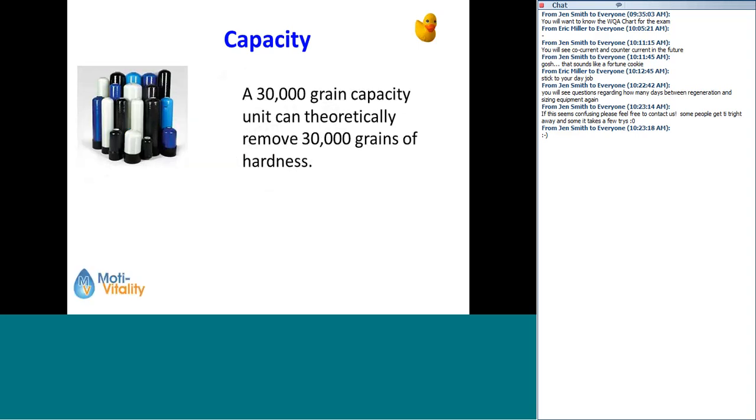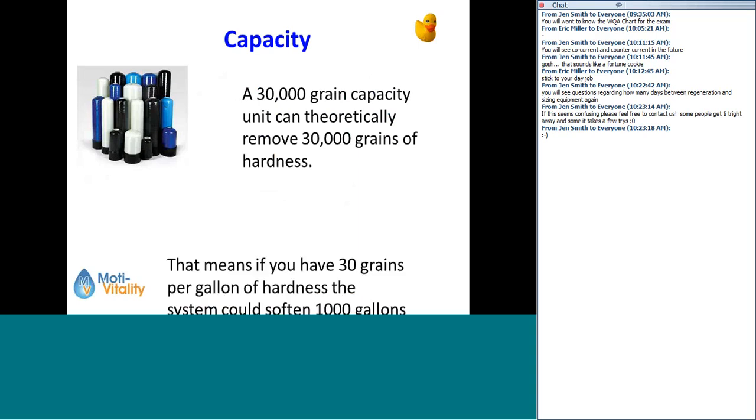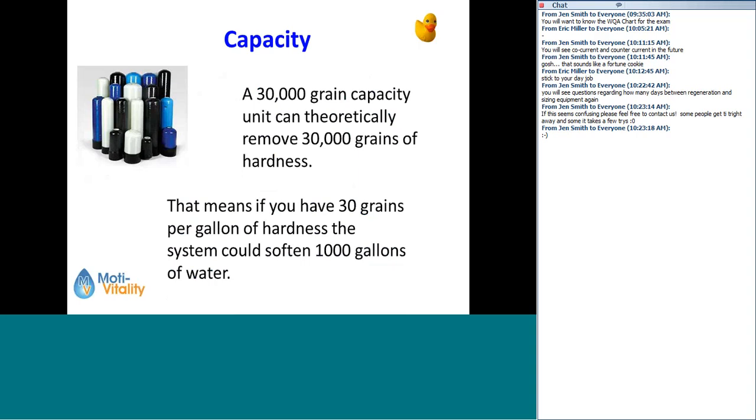So capacity: a 30,000 grain capacity unit can theoretically remove 30,000 grains of hardness. That means if you have 30 grains per gallon of hardness, the system could soften 1,000 gallons of water.